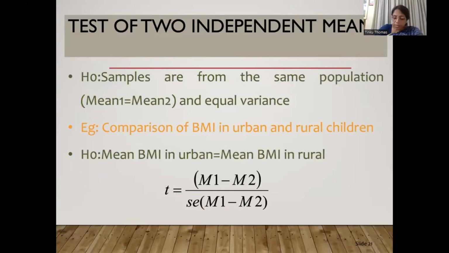We will see an example of comparing two independent means. So we will stay with the BMI example. And here the null hypothesis is that the samples are from the same population. That means what? The BMI of the rural and urban children are the same. And that is what we are testing essentially. We are testing whether the mean BMI in group 1 is equal to mean BMI in group 2.